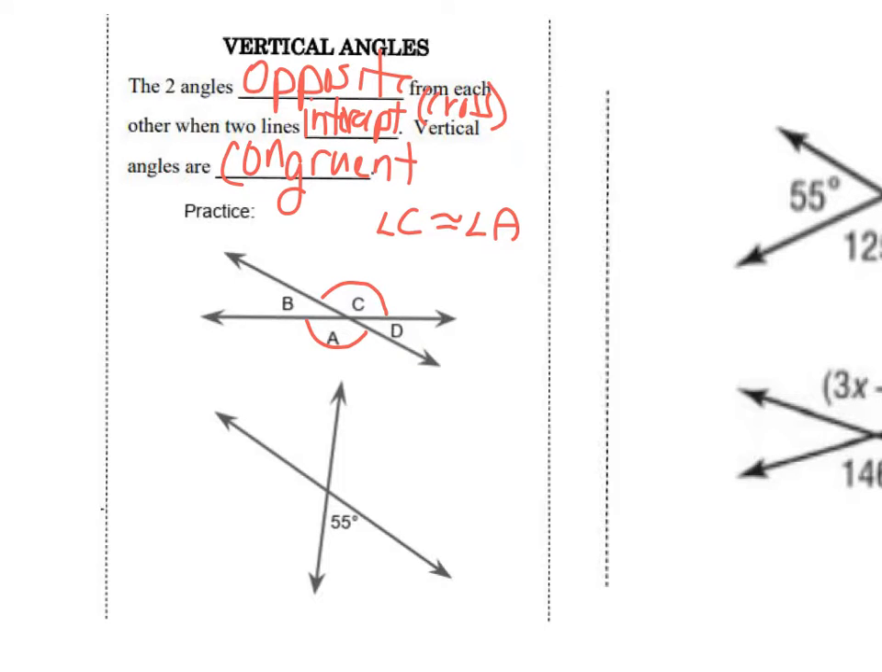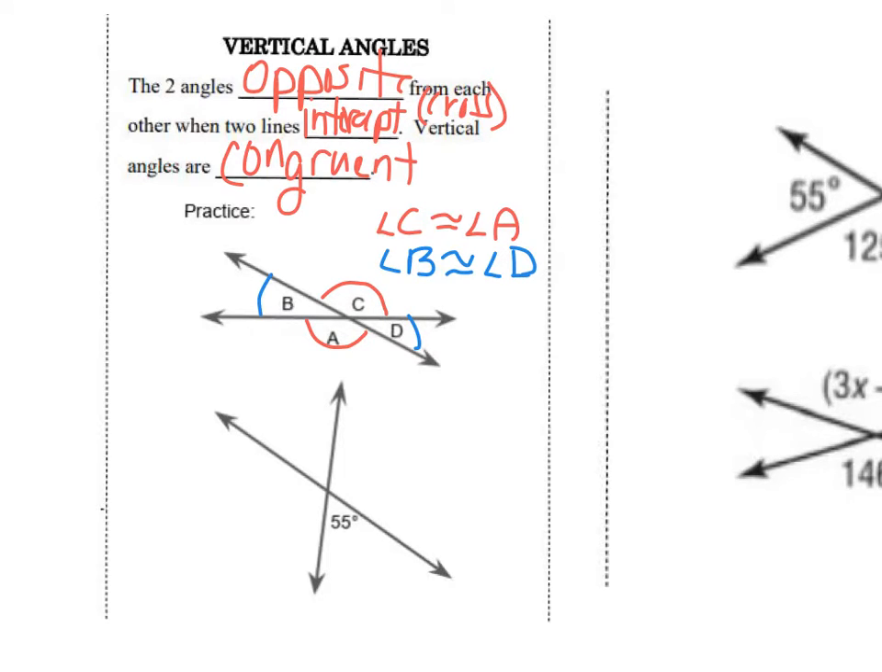How about what other two look about the same? B and D. So angle B is congruent to angle D. So that means they have the same measurement. So if they give you one measurement on vertical angles, you can find the rest of the measurements.